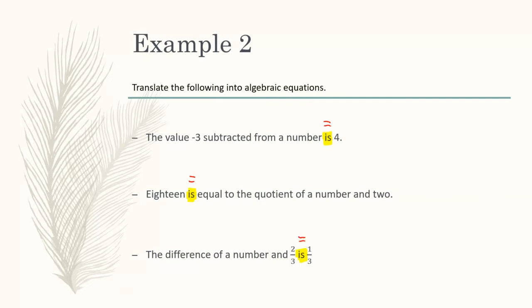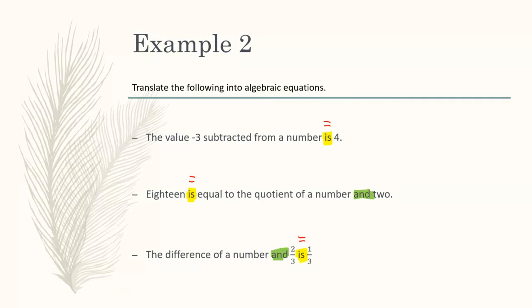Next, I'm going to highlight my ands. So let's see, the value -3 subtracted from a number. There's no and in that case, so we'll do that one separately. 18 is equal to the quotient of a number and, so I can put my and there. And then the difference of a number and, there we go. So we'll do the first one separate, but let's talk about the two with the ands.